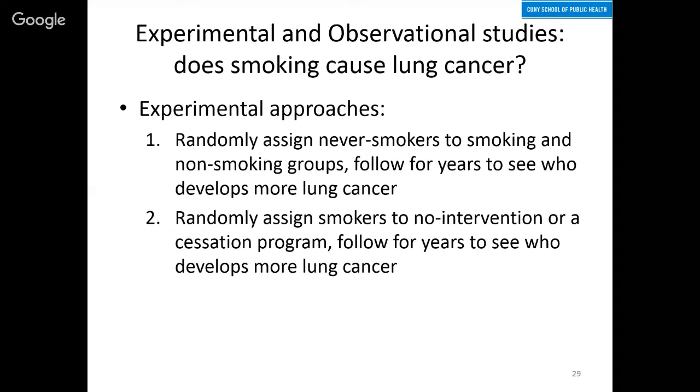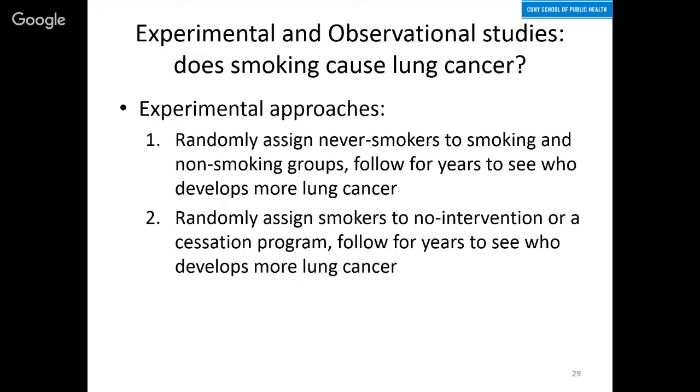If you wanted to address this directly by an experimental approach, you would have to intervene. So one way you could design a study like that would be to take never smokers and randomly assign them to smoking and non-smoking groups, follow them over a number of years and see which group develops more cancer. This would be a very direct way of observing it. It's never been done because obviously that's not an ethical study to do.